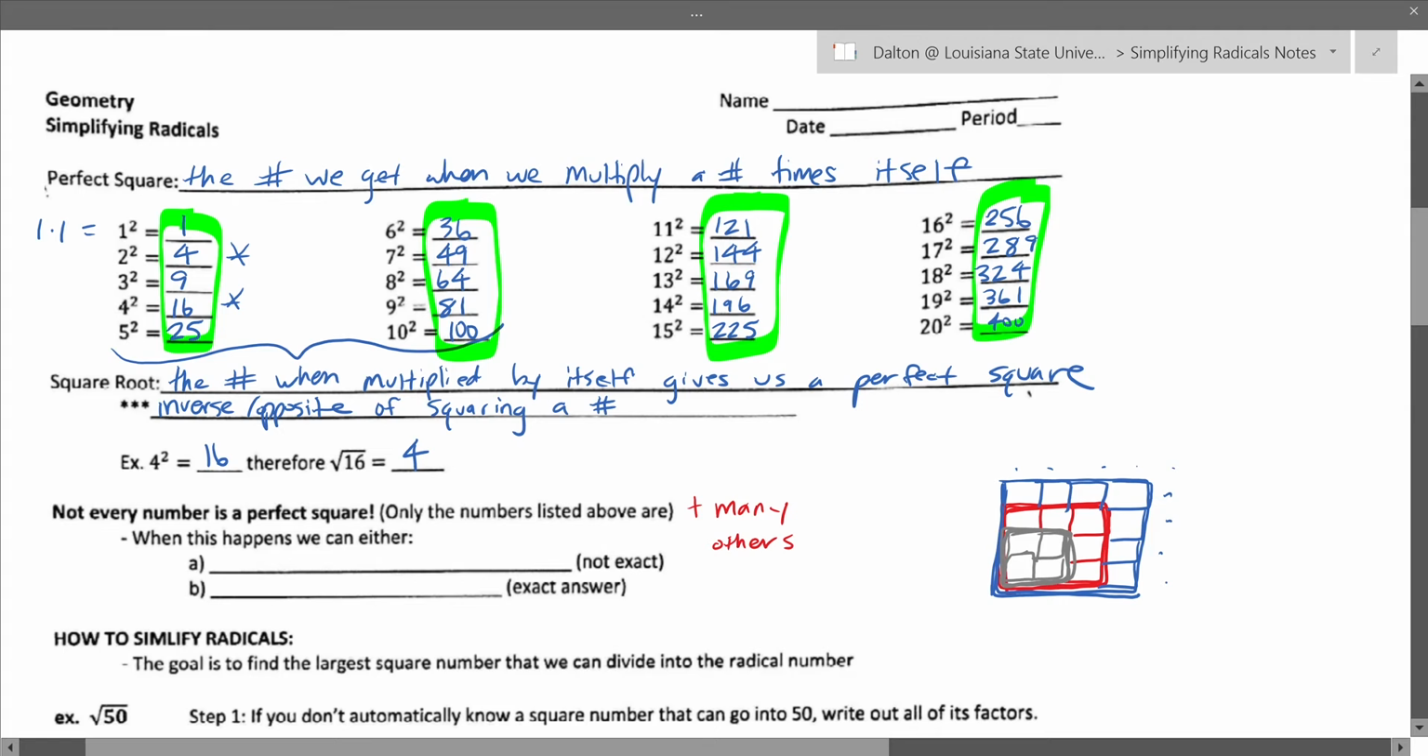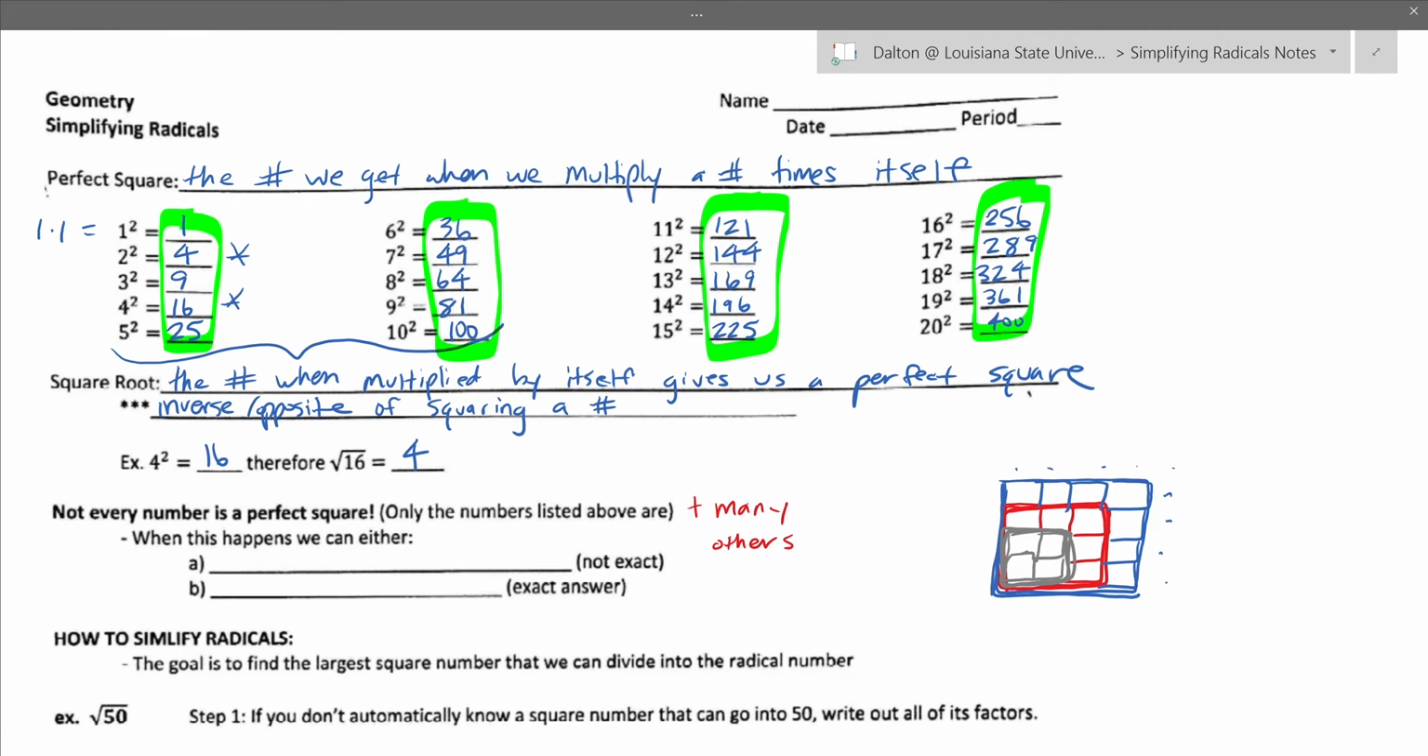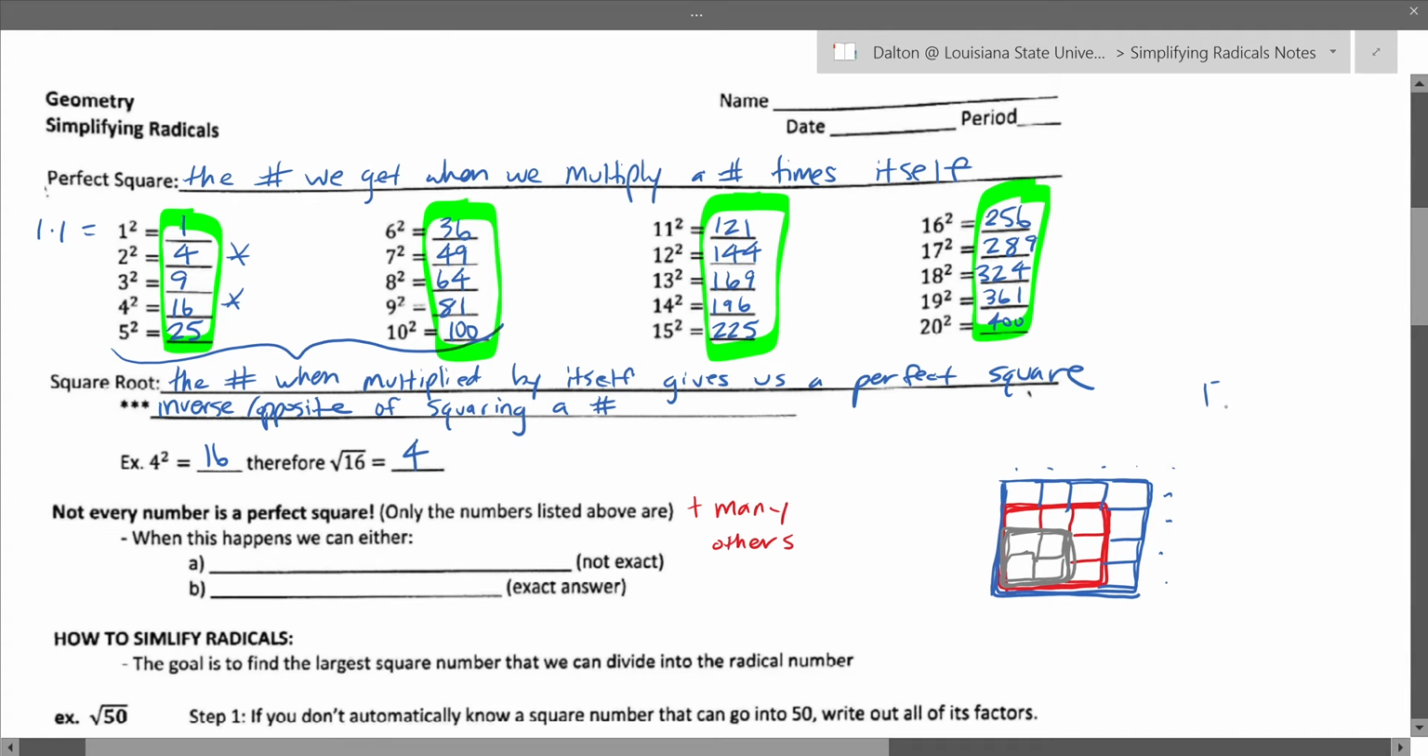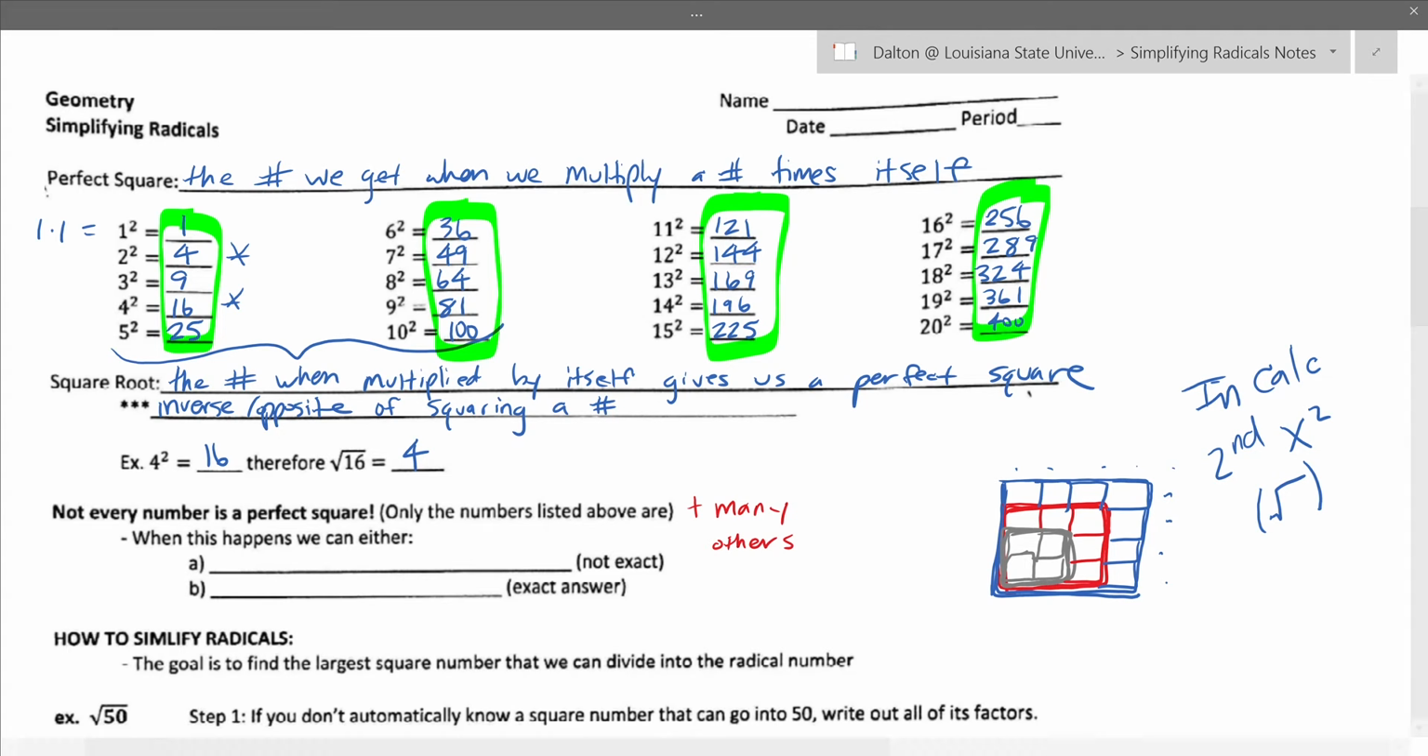So moving forward, if I can't have a perfect square, let's take the number 12, for instance. If I take the square root of 12, if you type that into your calculator, I'm pretty sure you know where this is, but just in case, you're going to hit the second, and then it's the x squared button, which will generate that square root button. So if you take the square root of 12, you're going to get a decimal.